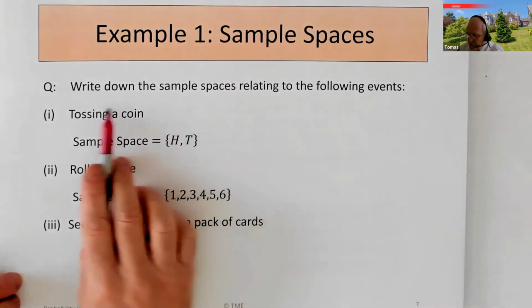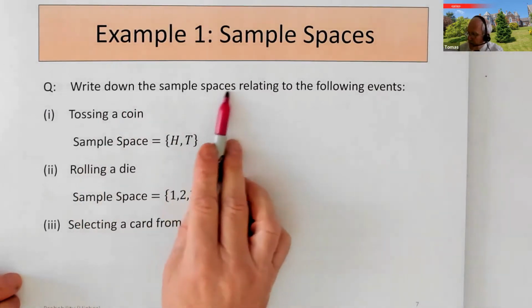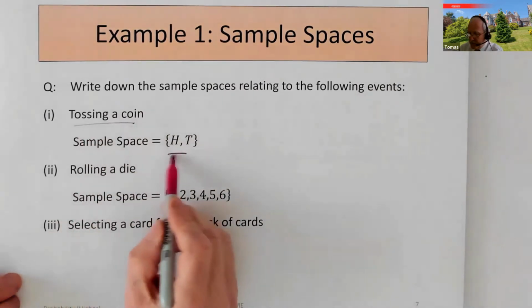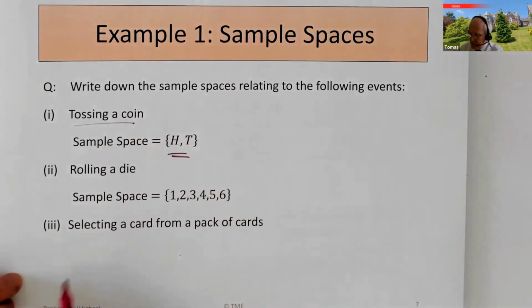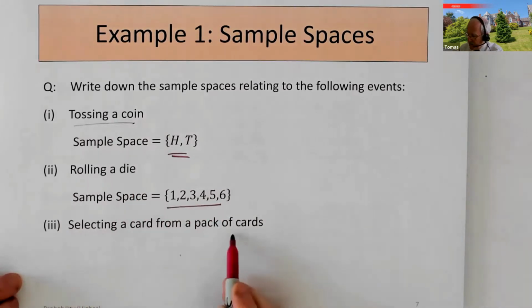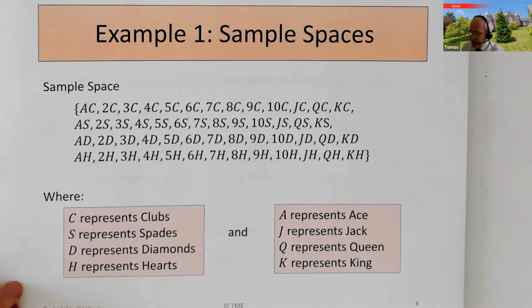Start with some questions. Write down the sample space relating to the following events. Tossing a coin. Will you either get heads or tails? Rolling a die, 1, 2, 3, 4, 5, or 6. Or selecting a pack of cards. There's a whole load of examples there.